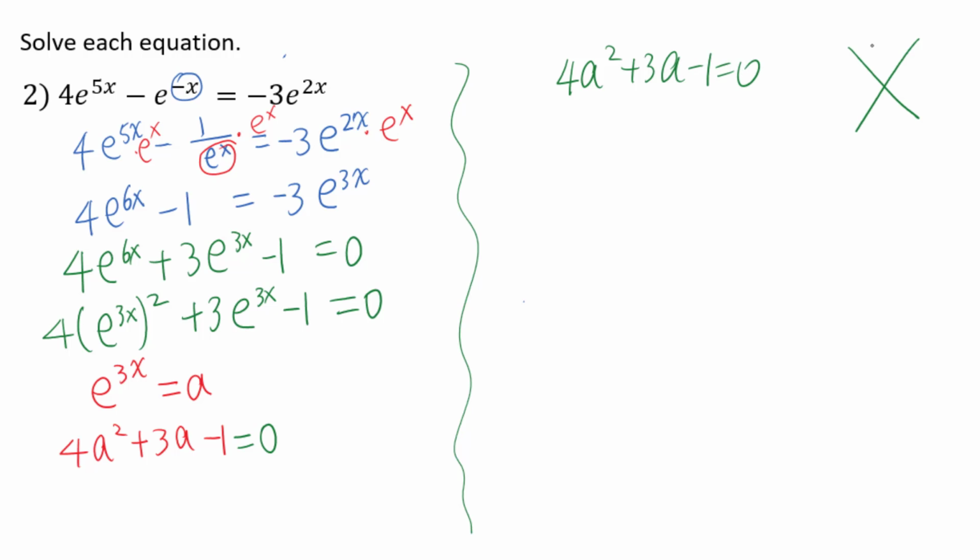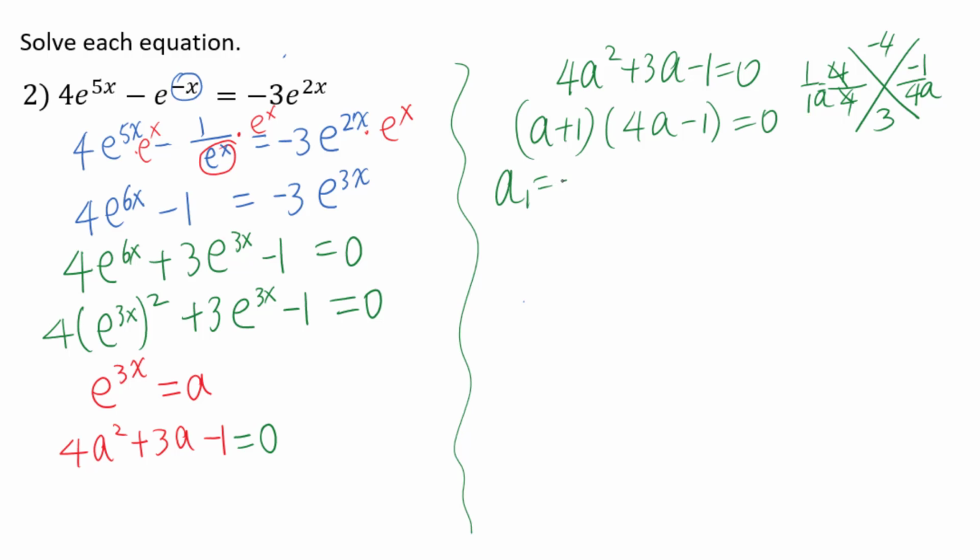Now factor: 4 times negative 1 is negative 4, and positive 3 is the middle term, so we get 4 over 4, negative 1 over 1, reduce, 1 over 1. Variable is a, bottom up. a plus 1 times 4a minus 1 equals 0. a1 equals negative 1. a2 equals 1 over 4.